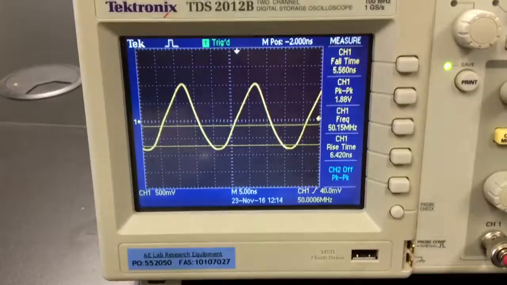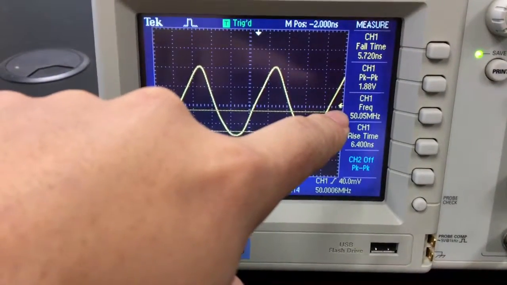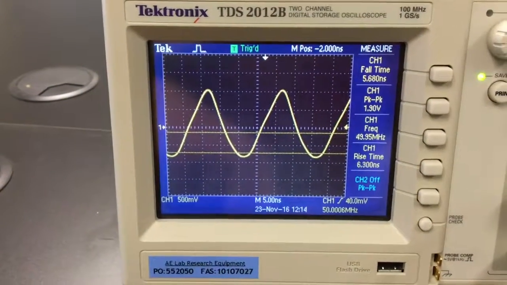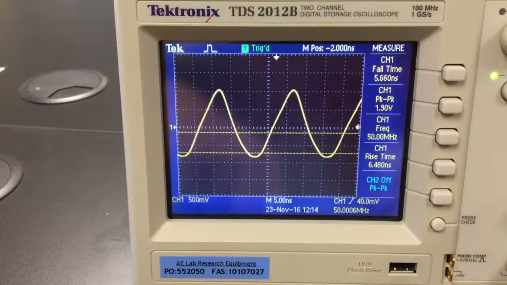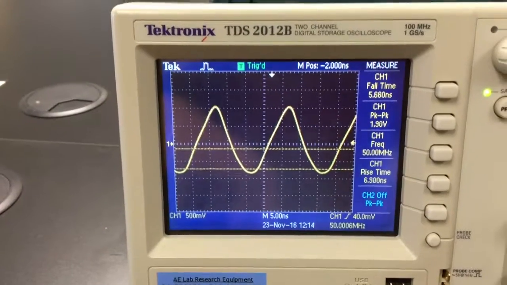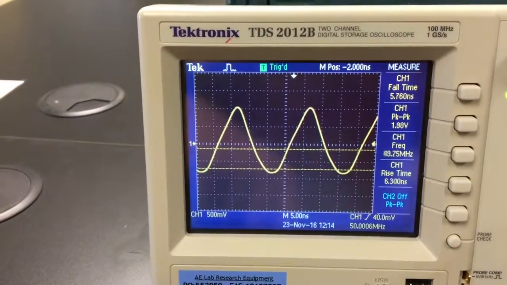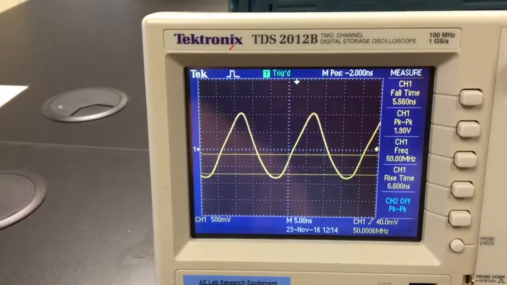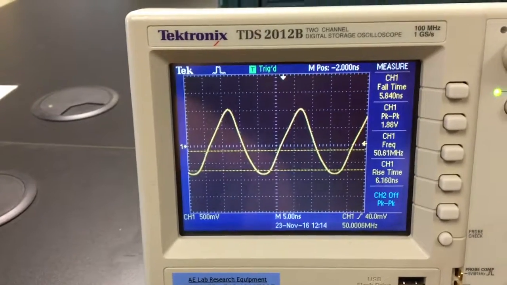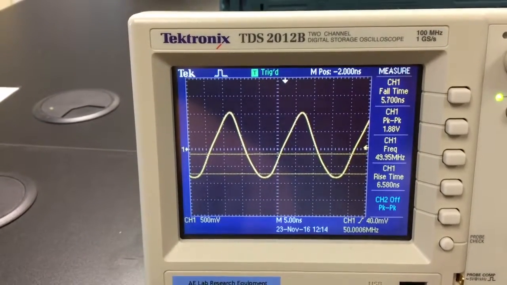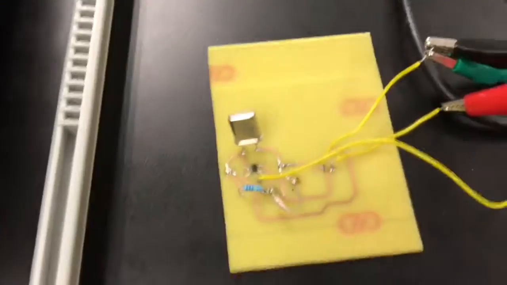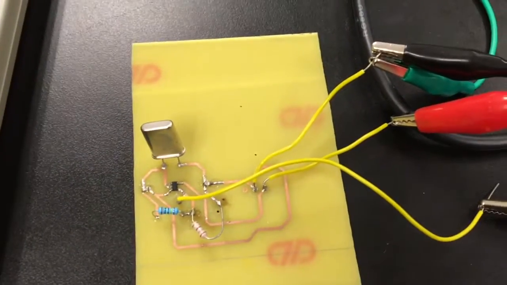As we can see, the frequency is 50 megahertz, and the peak-to-peak voltage, as we expected, is in the range from 1.65 volts to 2 volts. The falling time and rising time are pretty decent. The falling time is around 6 nanoseconds, and the rising time is around 6.3 nanoseconds. So basically, this is the waveform that I got from this 50 megahertz Pierce crystal oscillator.